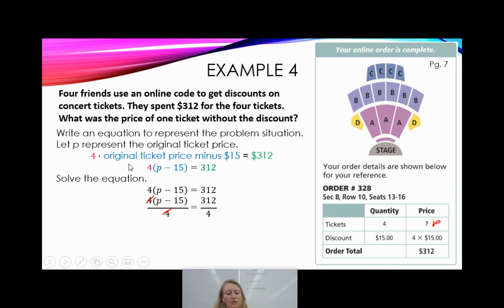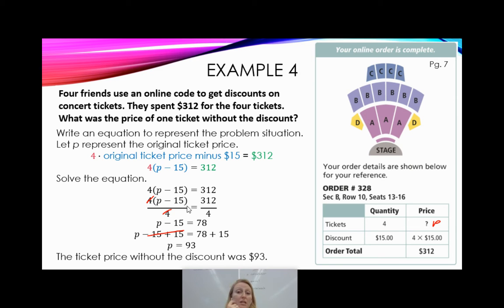I also have a calculator, thank goodness. 312 divided by 4. There we go. Gives me 78. And for my last step then, I'm just going to add 15 to both sides because, of course, these will cancel out, which, again, that's why we're doing it. And 78 plus 15, boom. So it looks like the ticket price without the discount was $93. So before the discount, each ticket would have cost me 93 bucks.